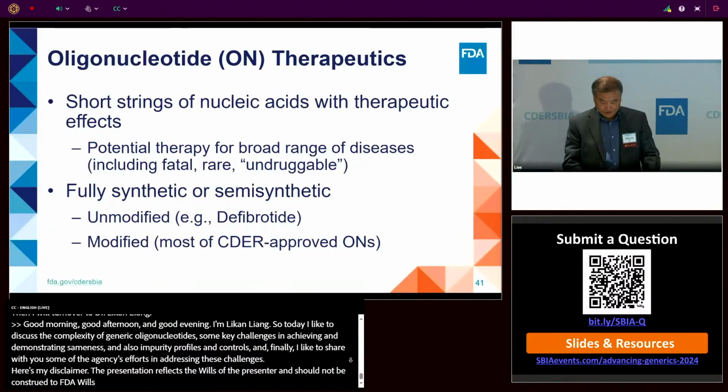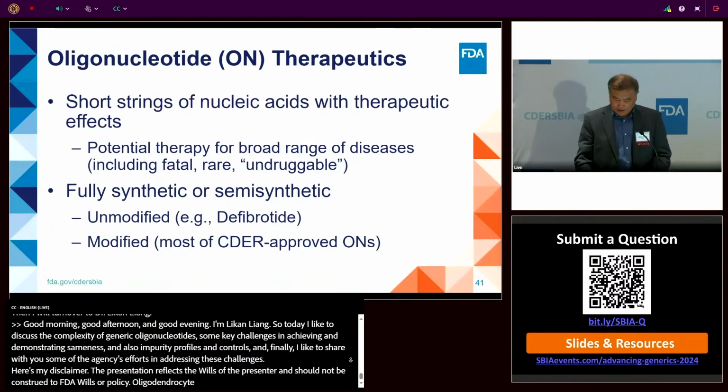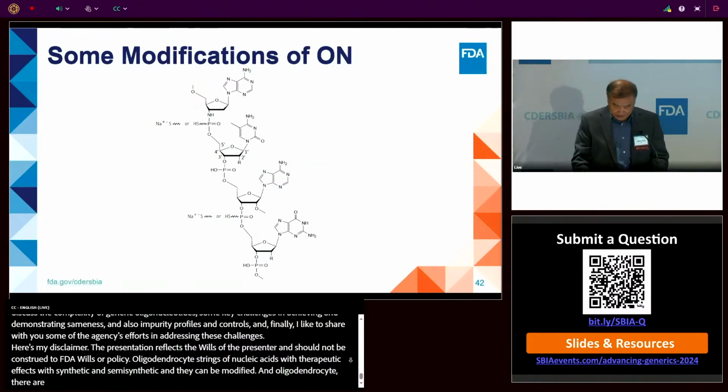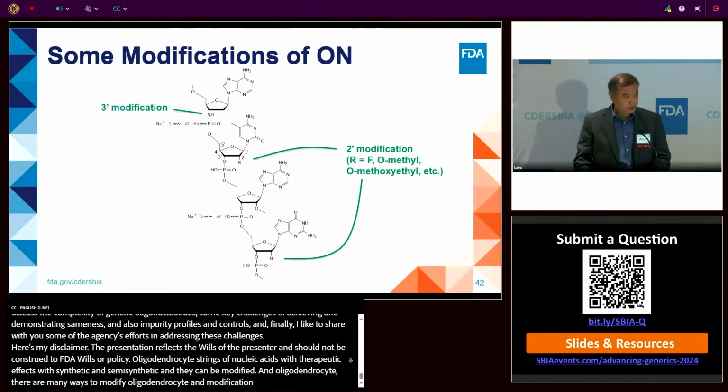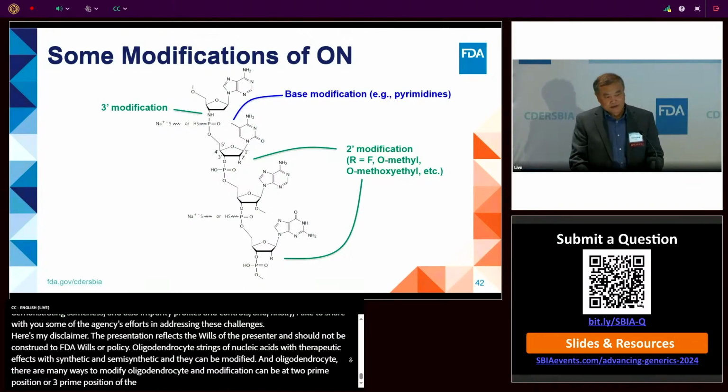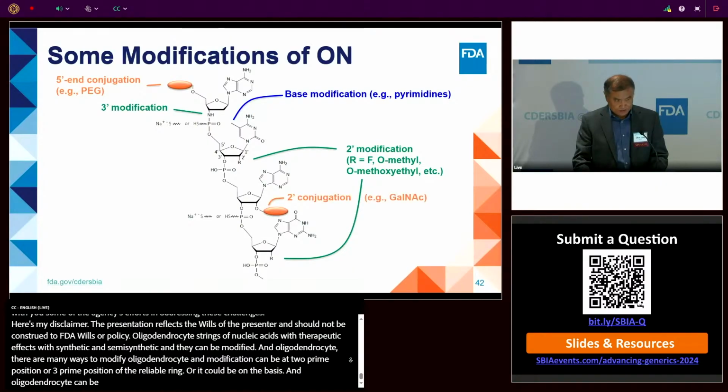Oligonucleotides are short strings of nucleic acids with therapeutic effects. They can be fully synthetic or semi-synthetic, and they can be modified or unmodified. There are many ways to modify oligonucleotides, and modification could be at the 2' position or the 3' position of the ribose ring, or could be on the bases. And the oligonucleotide can be conjugated at the 5' end and the 2' position or the 3' end.